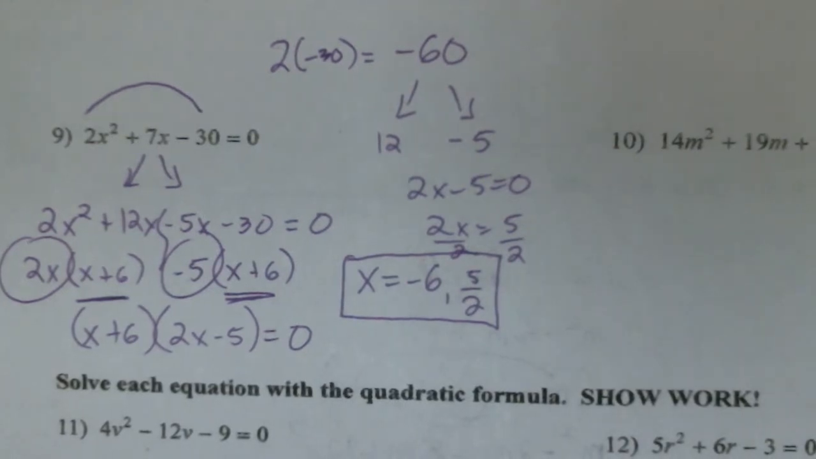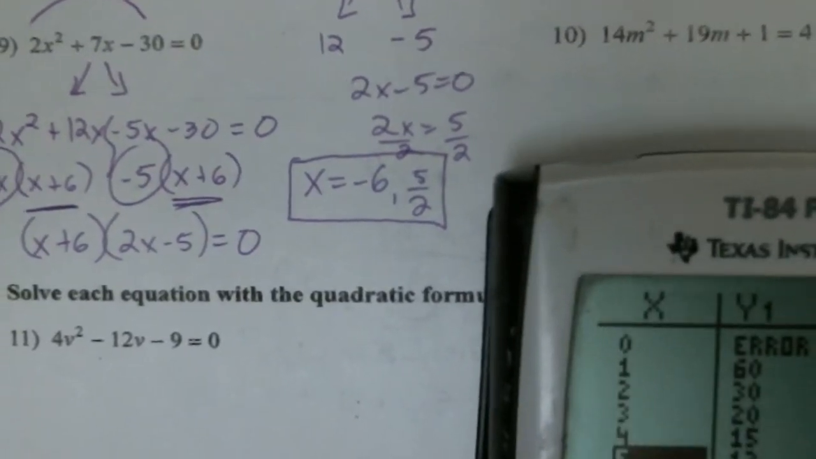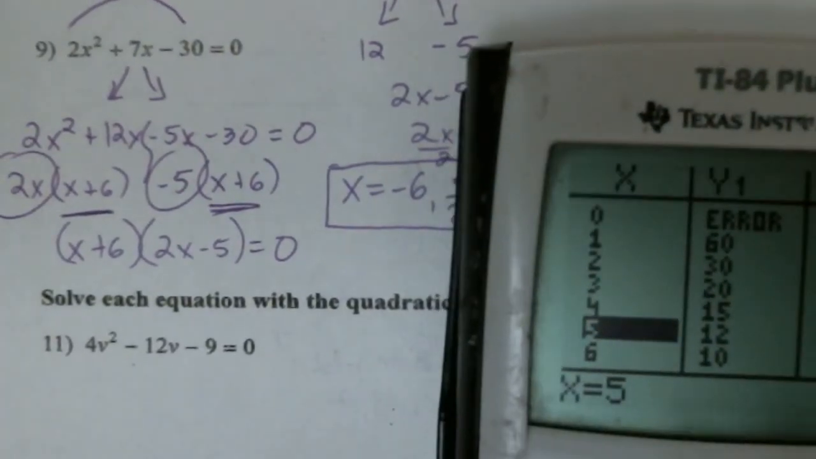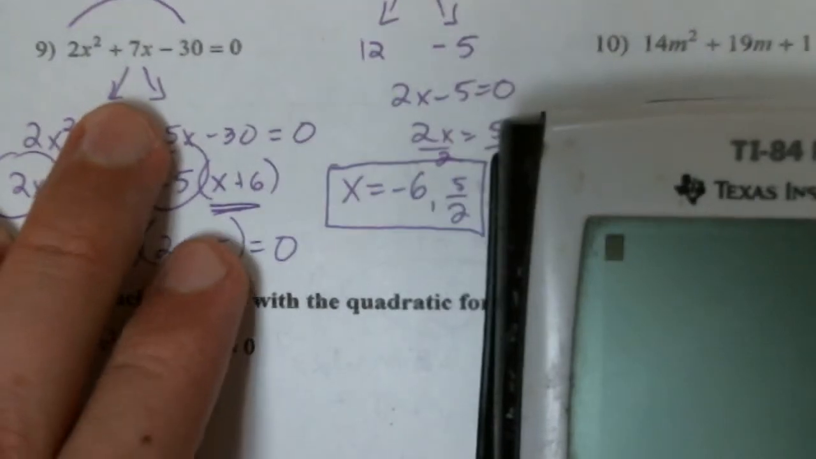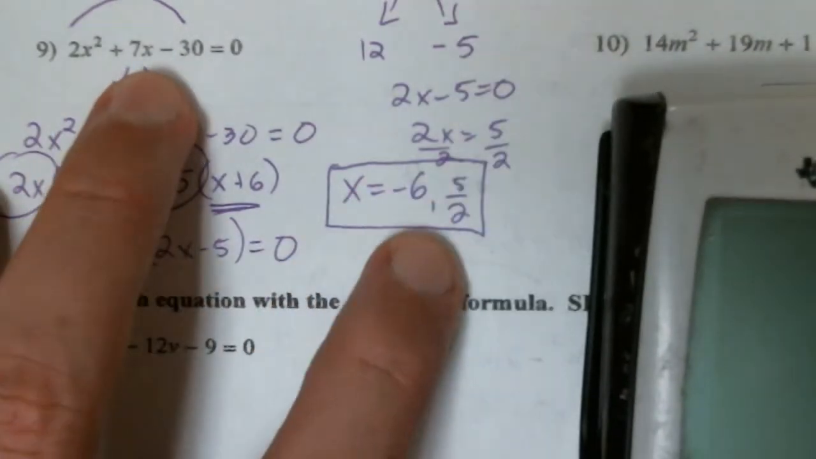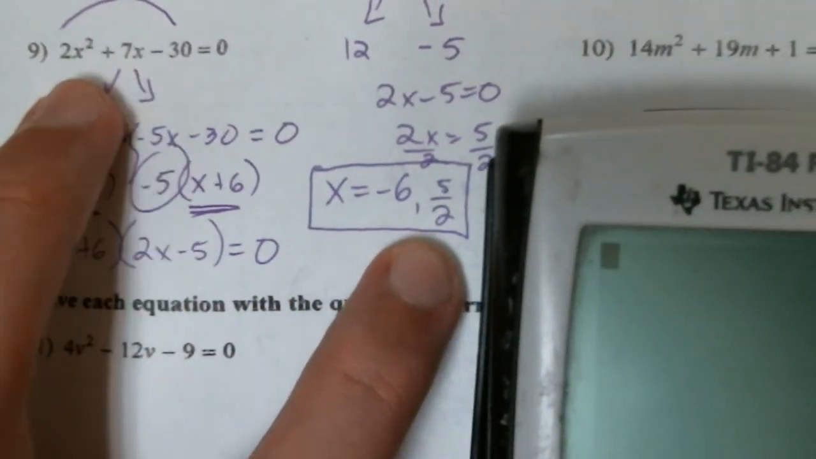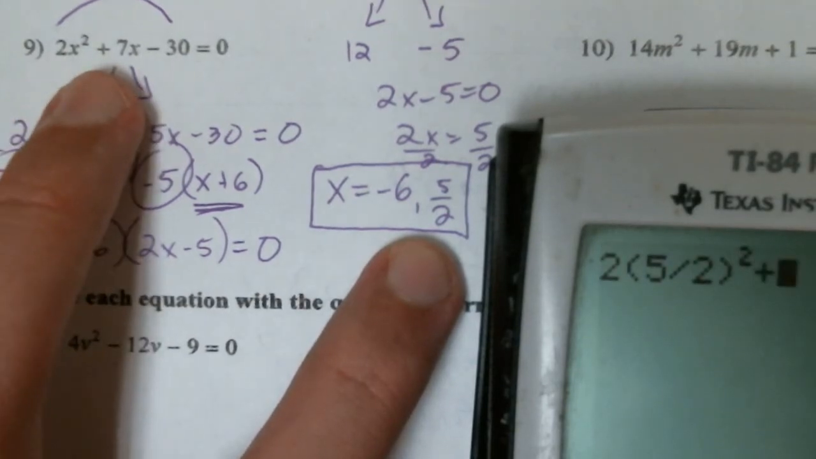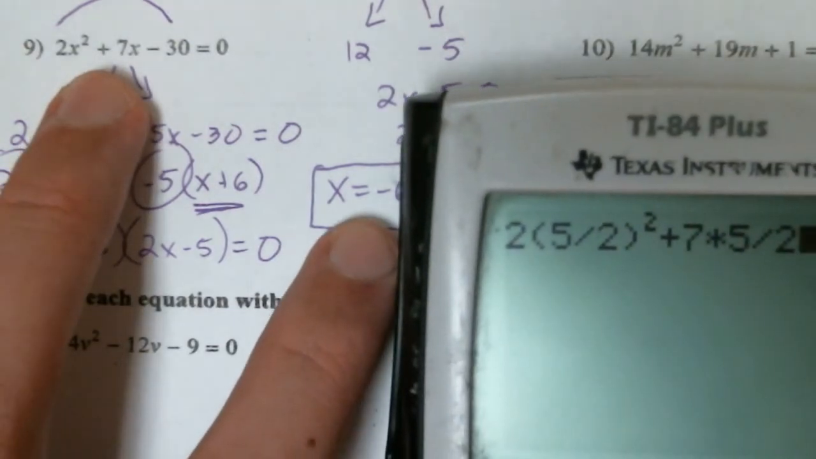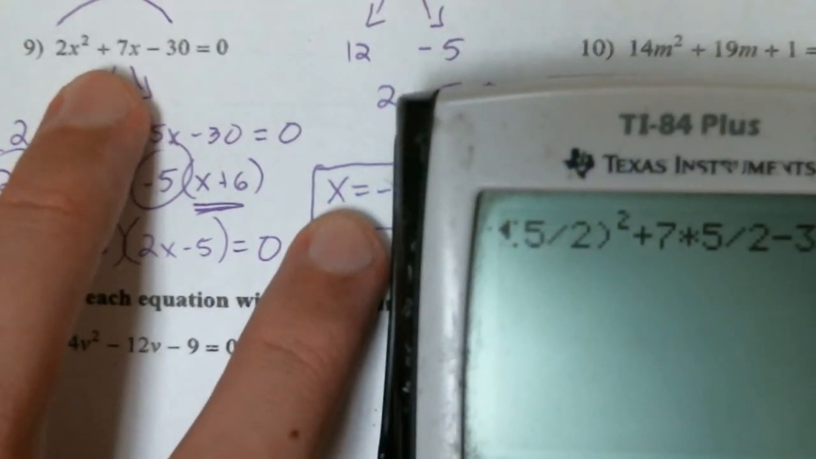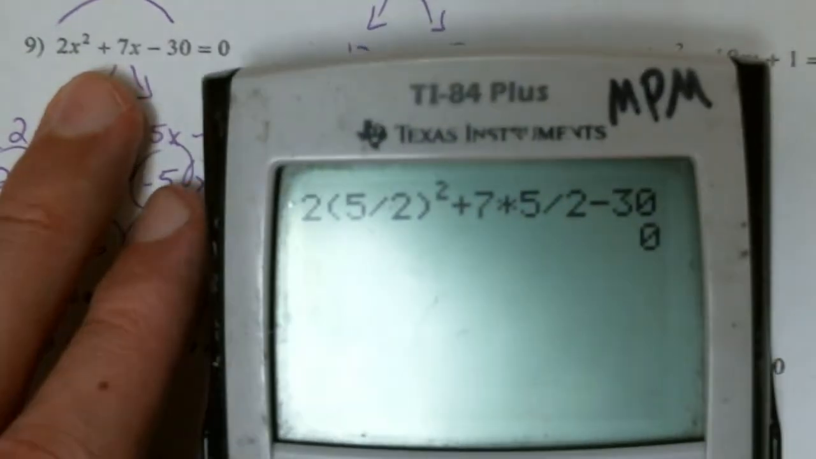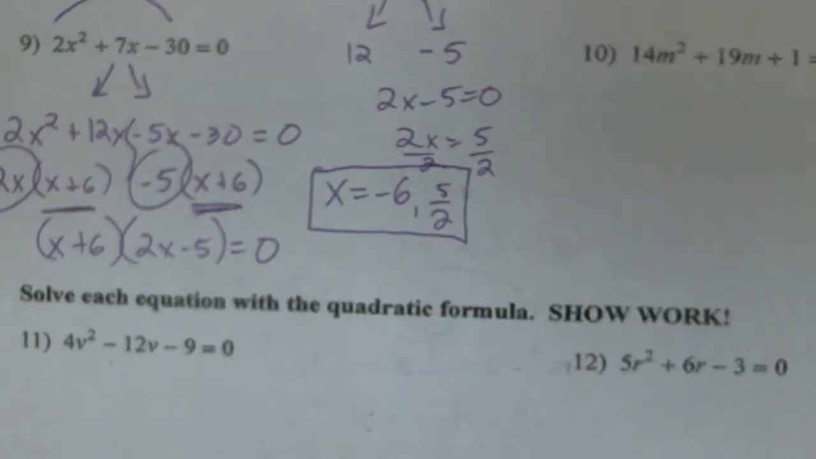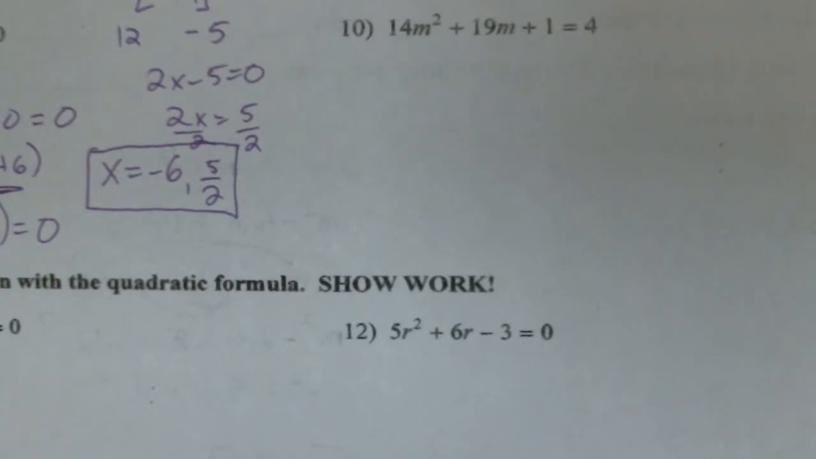Okay, let's do one more of these real quick to check. Well, I'm telling you guys, once you get good at this and do a bunch of these, you'll be able to do these in 15, 20 seconds. Let's do the 5 halves. Let's do the harder ones. So 2 times 5 divided by 2 squared plus 7 times 5 halves minus 30. That better equal 0. What do you know? It equals 0. Boom. Go on to the next one.